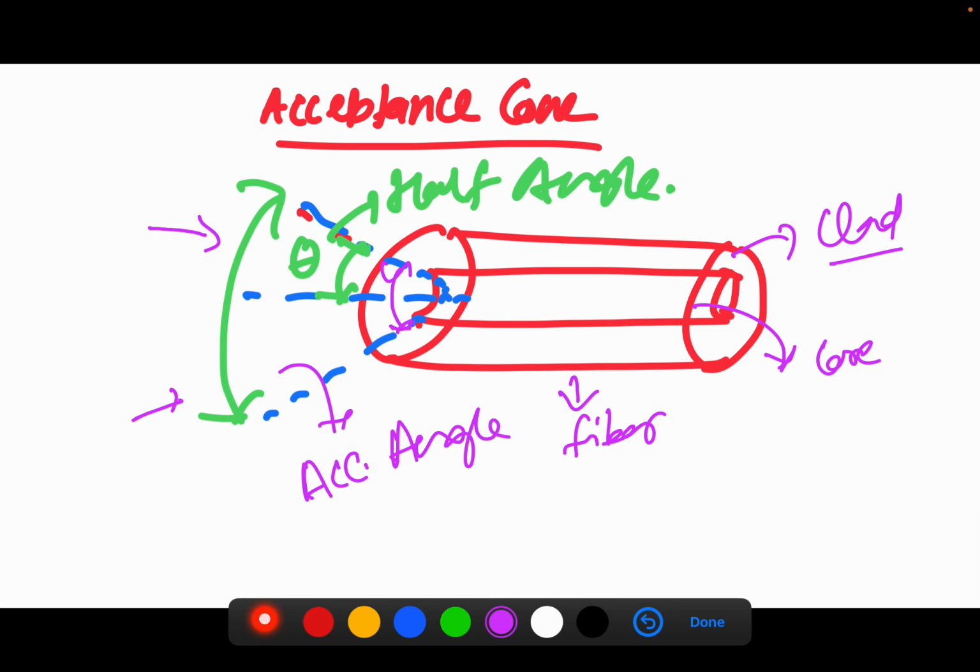So light entering within this particular angle of theta will be guided through the fiber. If the angle is greater than theta, then light will not enter the fiber, so it will be reflected back outside. If it is coming outside of this angle, let's say it's hitting here, it will come out. Now if it is coming at this angle, then it will undergo total internal reflection and pass through inside the core. So light source alignment must be within this particular angle.